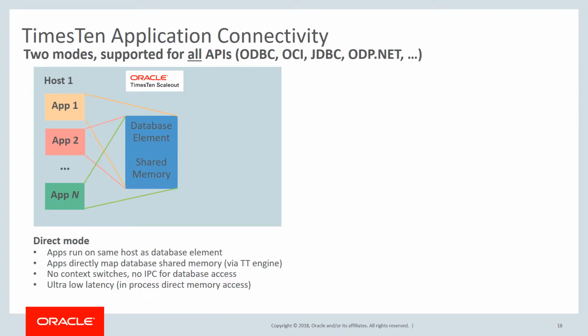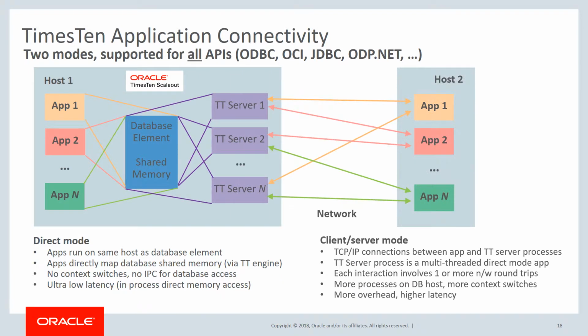The first one we call direct mode. For direct mode, the application processes have to run on the same physical host or inside the same VM or inside the same container as either the TimesTen database, if it's a classic database, or one of the TimesTen Scaleout elements if it's a Scaleout database, okay?